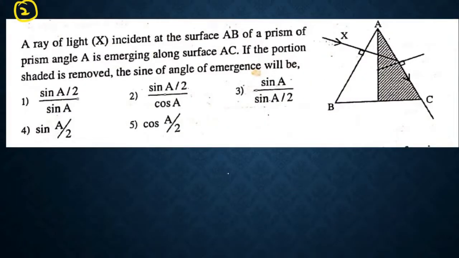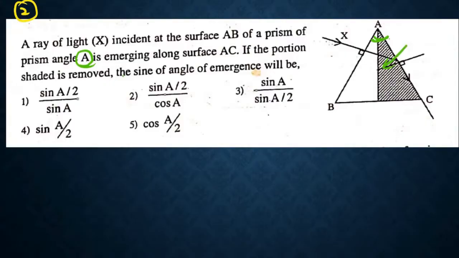Alright students, moving into the second question. A ray of light X incident at the surface AB of a prism of prism angle A. Right, hope you can see A. Prism angle A is emerging along surface AC. Okay, if the portion shaded is removed, this part is removed.